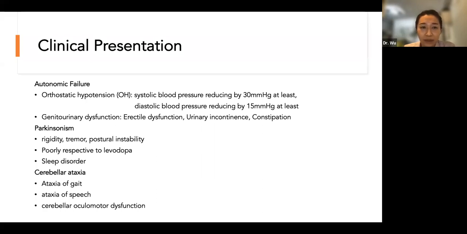And the postural instability occurs earlier and progresses more rapidly in MSA compared with PD. And Parkinsonism usually responds poorly to chronic levodopa therapy. However, up to 30% of patients will show a clinically significant, but usually transient, response. And there will also be sleep disorders. Rapid eye movement sleep behavior disorder and obstructive sleep apnea occur frequently in MSA-P type. The third presentation is cerebellar ataxia, like ataxia of gait, the most common cerebellar feature of MSA-C type, and it is often accompanied by ataxia of speech and cerebellar oculomotor dysfunction.